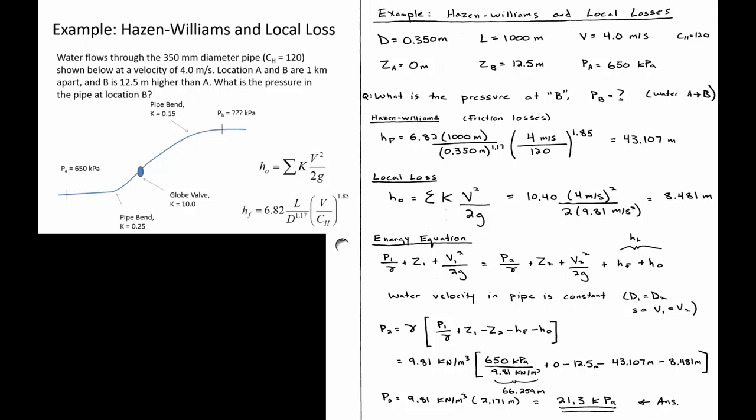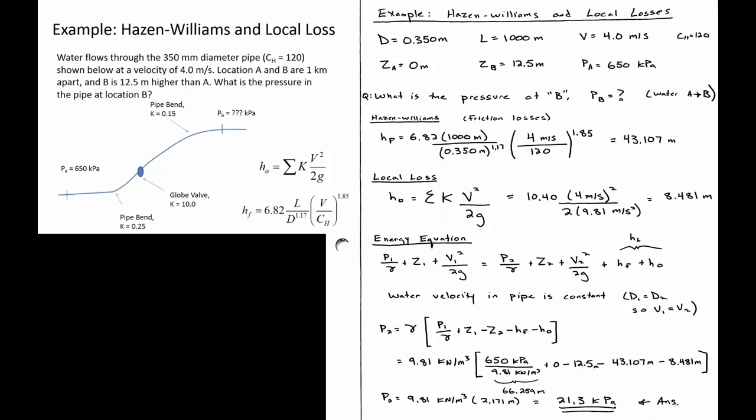So the question is where is the energy going that exists at A? There's 650 kPa, and that's where the energy is coming from that's going to be used up by pipe friction and local losses, and then whatever's left over is what's causing the pressure at B. You know, that's why there's some certain amount of pressure at B.